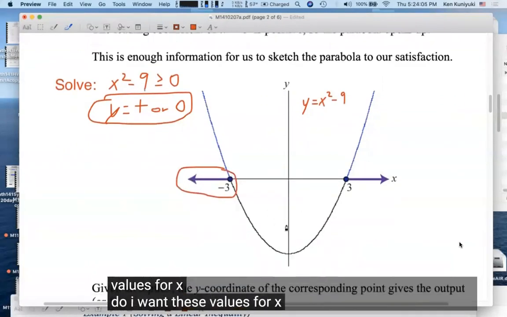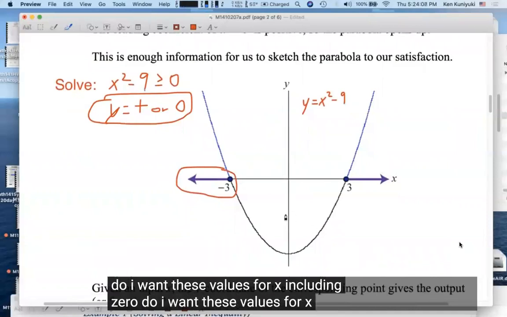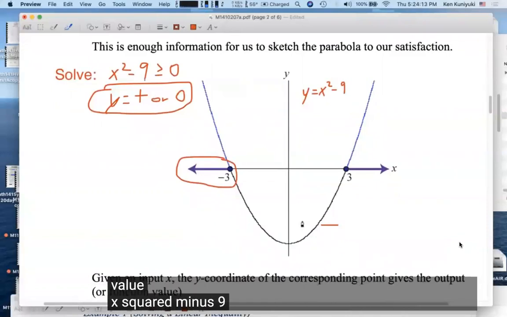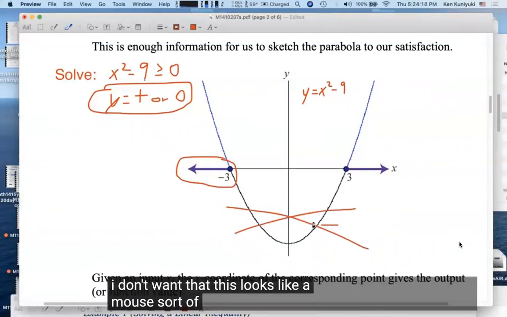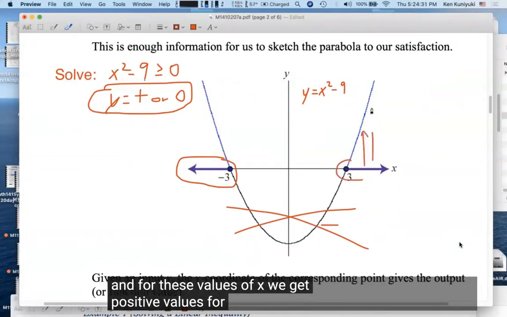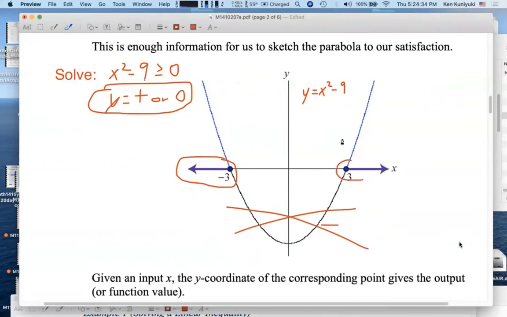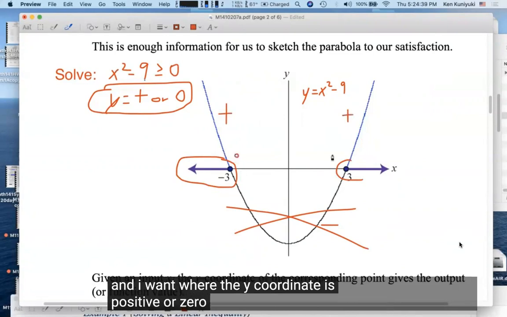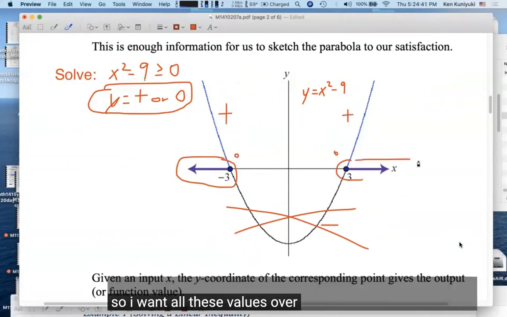Do I want these values for x, including 0? Well, these y-coordinates are negative in value. X squared minus 9 is negative over here. So no, I don't want that. This looks like a mouse, sort of. Over here, the value for y, or x squared minus 9, is 0. Yes, I want that. I have the bar there. It's a weak inequality. And for these values of x, we get positive values for y. And I want where the y-coordinate is positive, or 0. So I want all these values over here.